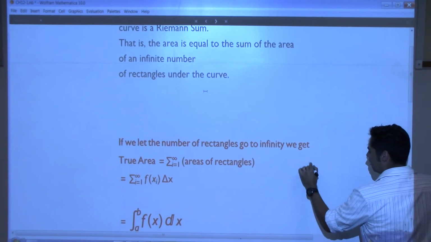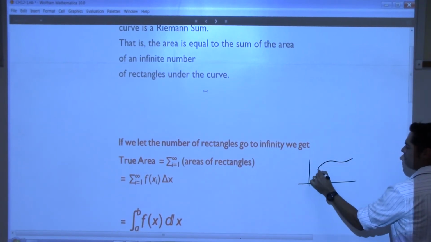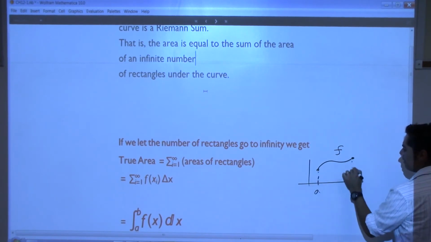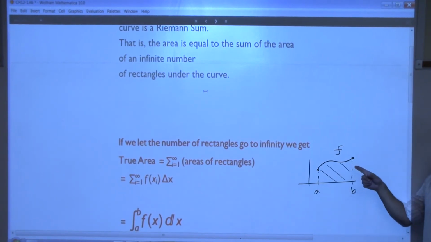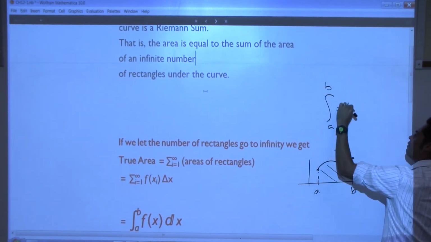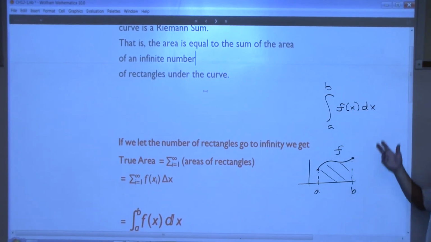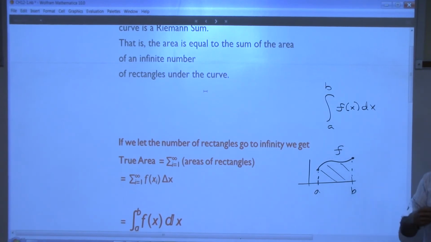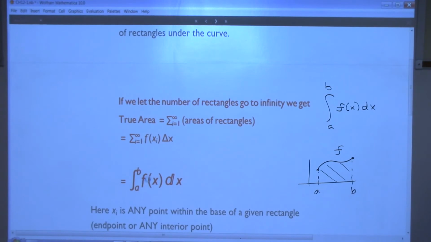So do we all understand that you have a function from A to B? If you want to know the area, then you have to find the antiderivative of little f. So that would be the integral from A to B of that function. Whatever the antiderivative is, you plug in B, get a number, plug in A, get a number, subtract the two. Yes? That's Cal 2.